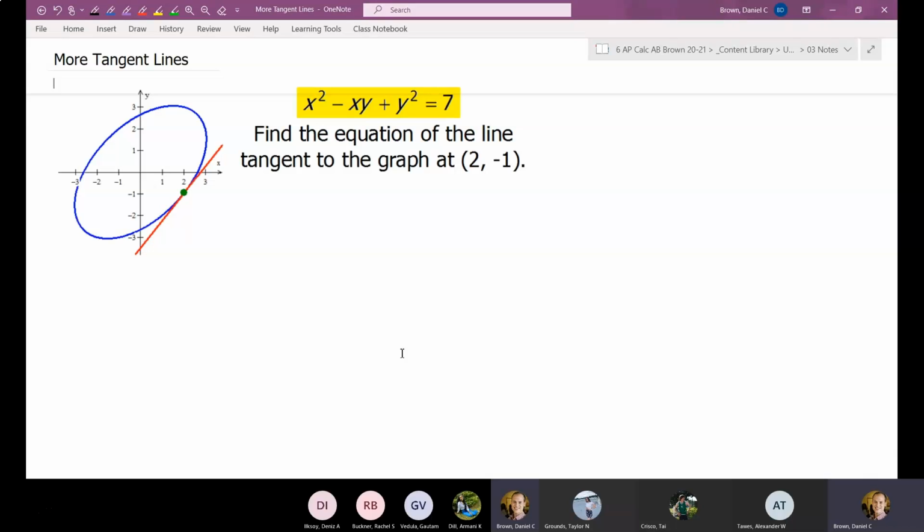Be careful when you're finding the derivative because this is an x times y, so you will have to use the product rule somewhere in there. But try that one. This one does end up being quite a bit of algebra, but try it before I just jump in and go over it. When you're stuck, just let me know.